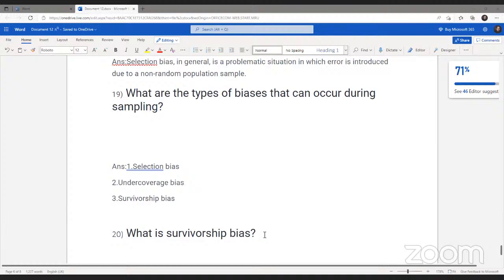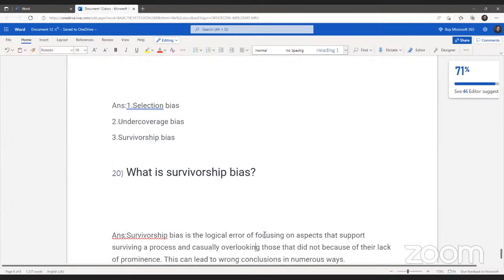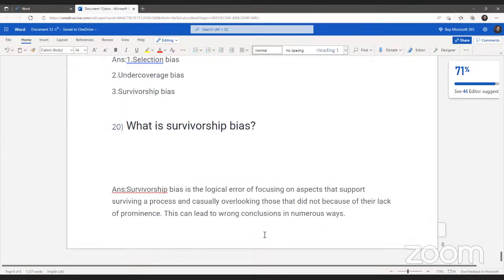Yeah, as we look into survivorship bias, this is a logical error of focusing on aspects that support surviving a process and casually overlooking those that did not because of their lack of prominence. This can lead to wrong conclusions in numerous ways. So this is what survivorship bias is.